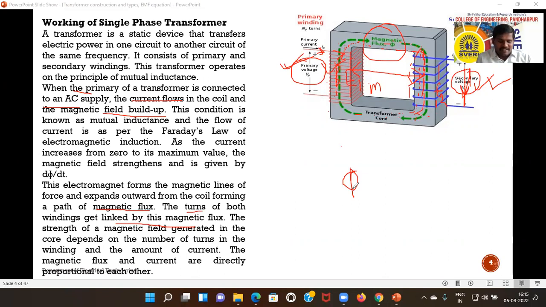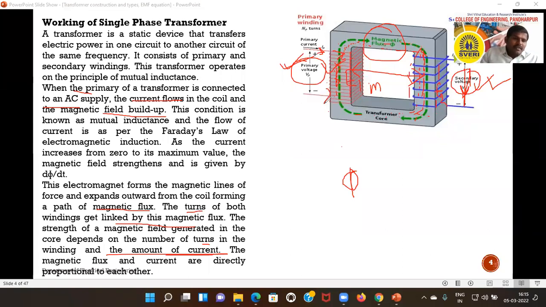Magnetic field creation will be more. Okay. See, it will depend upon the number of turns in the winding and the amount of current passed. How much current is passing and how many turns there are determines how much flux will be created, or how strong the flux will be. The strength of the flux depends on that.